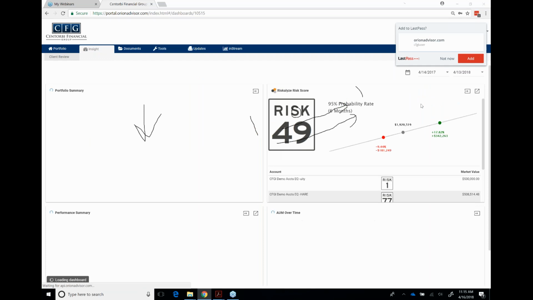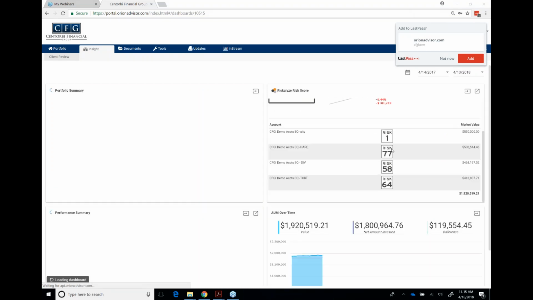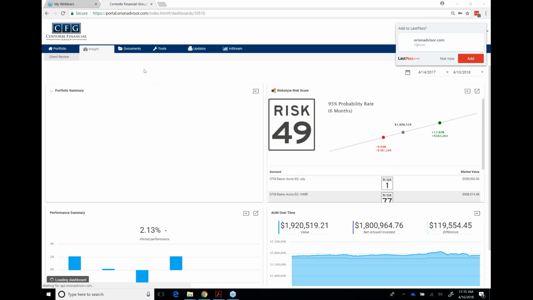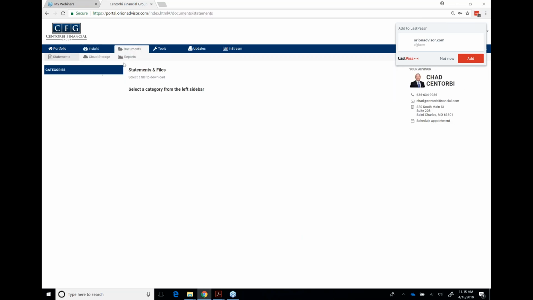Oops, probably ought to clear all those drawings up. So again, here's our risk number as a whole. This is by portfolio. Now, some of you may want to dive into the weeds, if you will, and look at quite a bit of detail on that risk number.